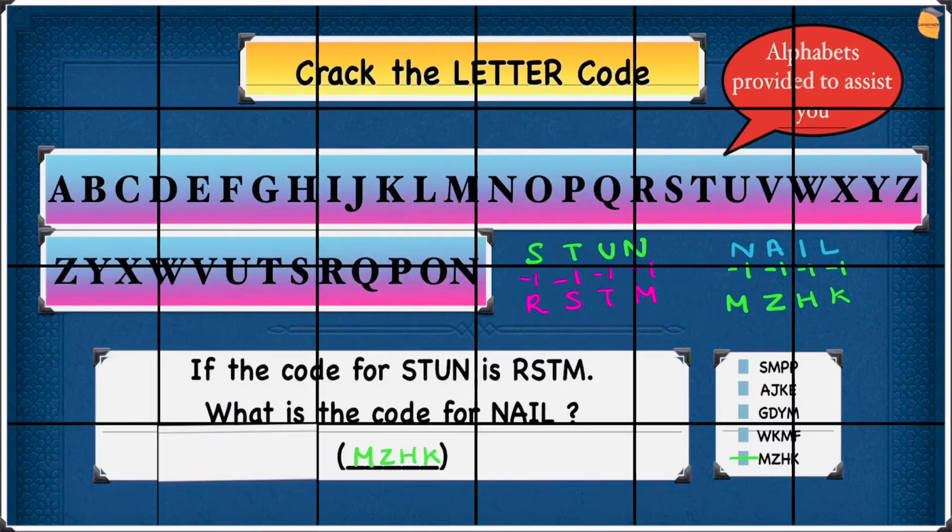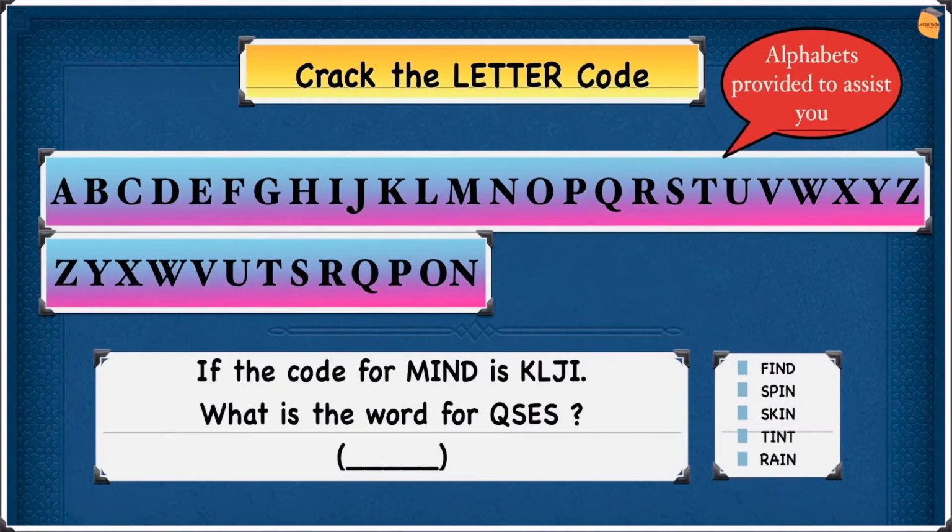Now let's go on to the next one. The next one is, if the code for mind is KOJI, what is the word for QSES? Firstly, because this time we are finding the word, we have to write the code first. So write KOJI at the top and write the word at the bottom. So mind, write it straight underneath.